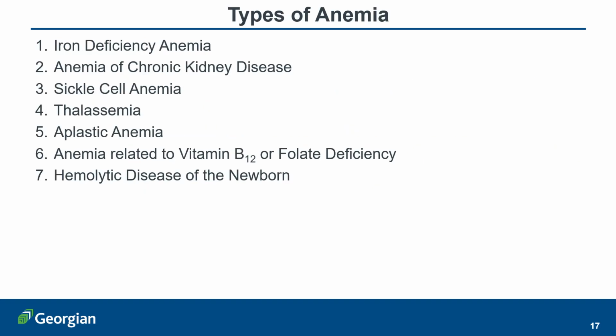So here are the various types of anemia that we'll be examining. We'll start off with the most common form of anemia, which is iron deficiency anemia, and then we'll examine anemia of chronic kidney disease, given the fact that chronic kidney disease is so very prevalent. We'll move on to sickle cell anemia, thalassemia, aplastic anemia, anemia related to vitamin B12 or folate deficiency. That will be a form of megaloblastic anemia, as opposed to iron deficiency anemia, which is a form of microcytic anemia. And we'll close off with hemolytic disease of the newborn.